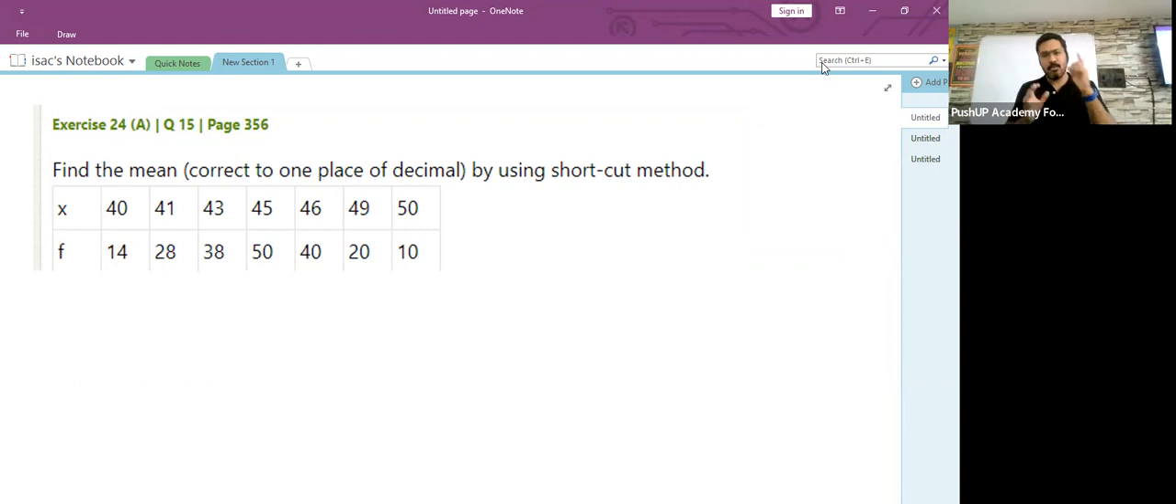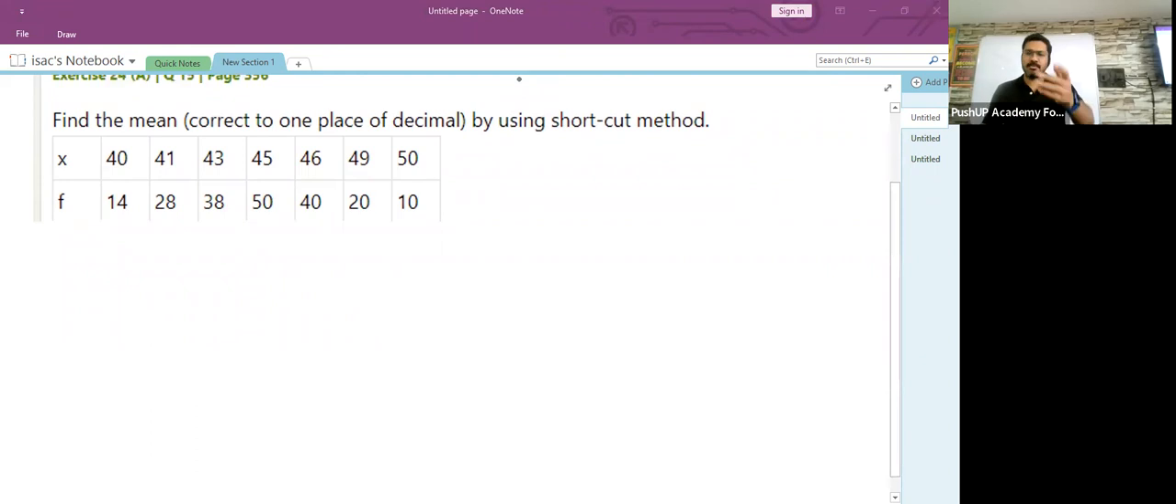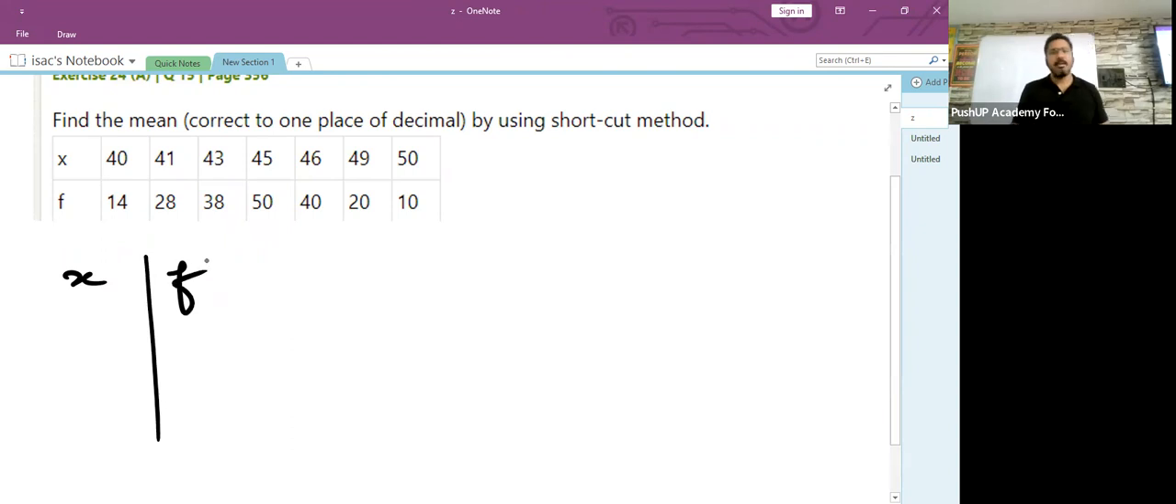So first, let us solve one sum, which is question number 15 from the first exercise. Once we learn this, for ungrouped data, we will shift over to grouped data. Okay, this will get over very fast. So then please prepare the table in the vertical format.